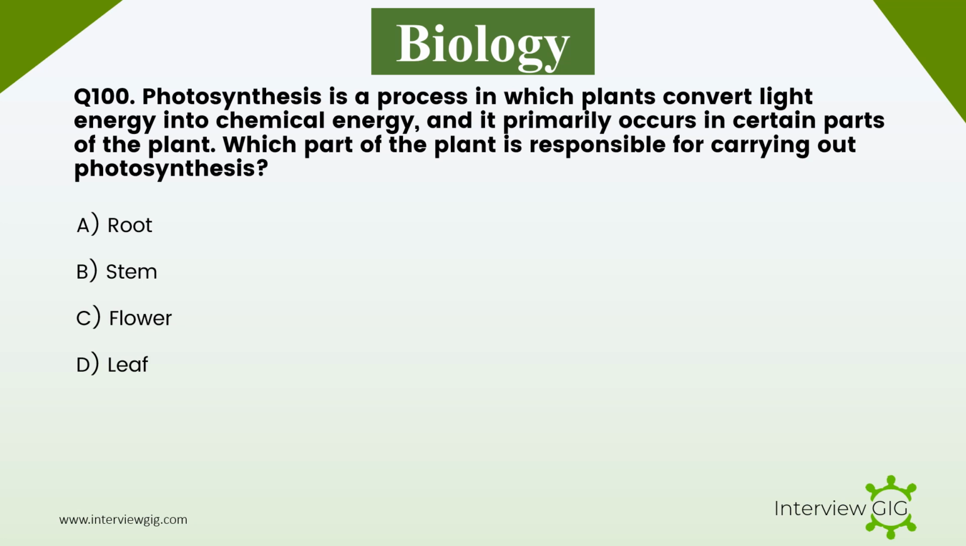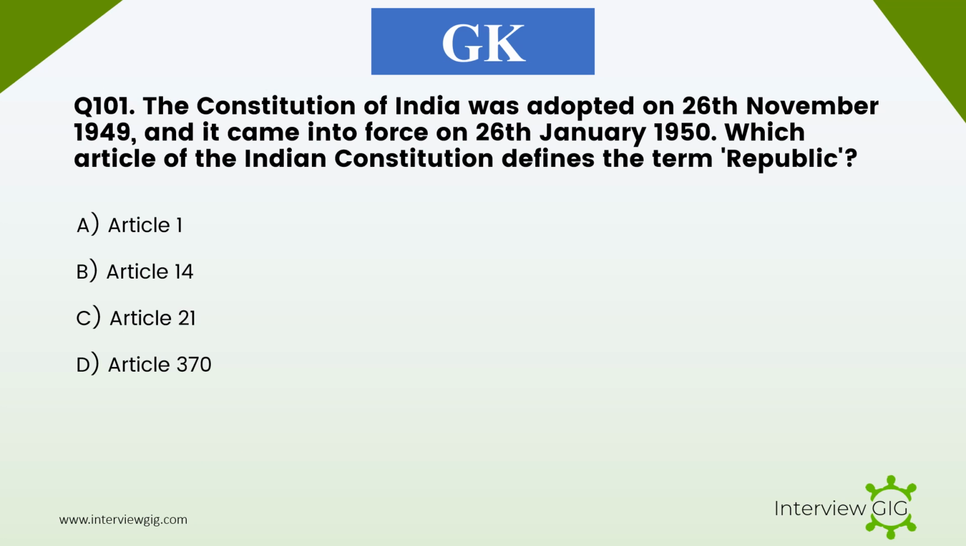Photosynthesis is a process in which plants convert light energy into chemical energy, and it primarily occurs in certain parts of the plant. Which part of the plant is responsible for carrying out photosynthesis? A. Root. B. Stem. C. Flower. D. Leaf. Answer D. Leaf.